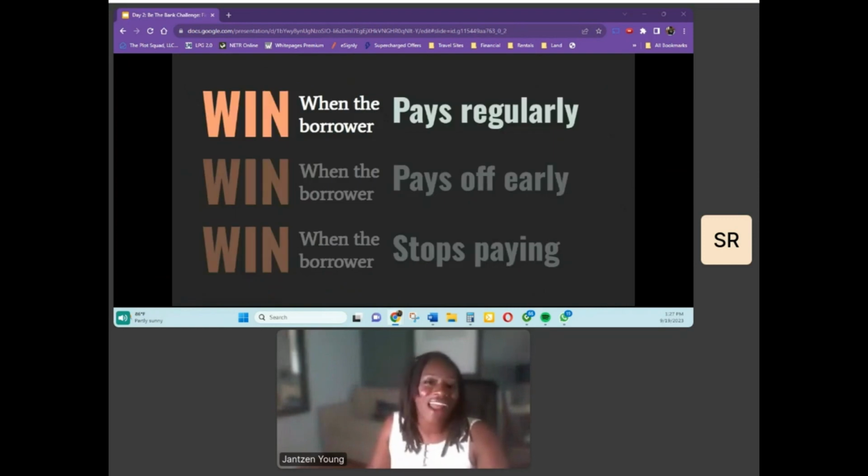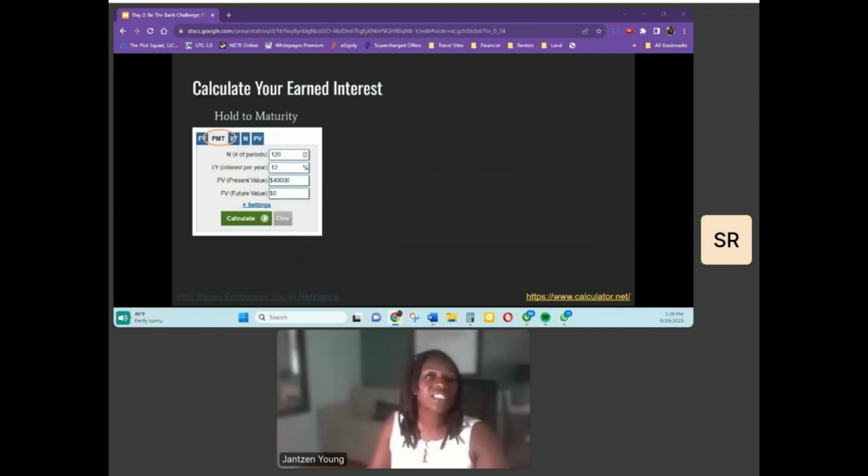Now let's talk about, as an investor, how can you play this game to win? And win in every scenario. We want to win when the borrower pays regularly, win when the borrower pays off early, and even win when the borrower stops making payments. So let's start with just calculating how we can win when the borrower pays off as expected.